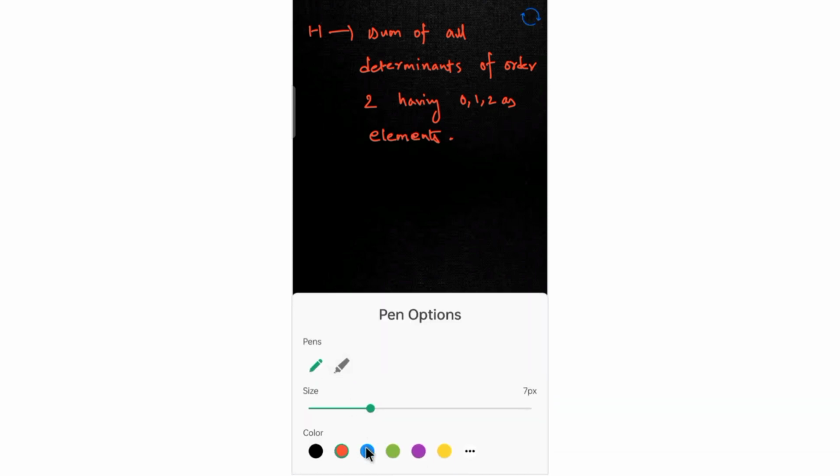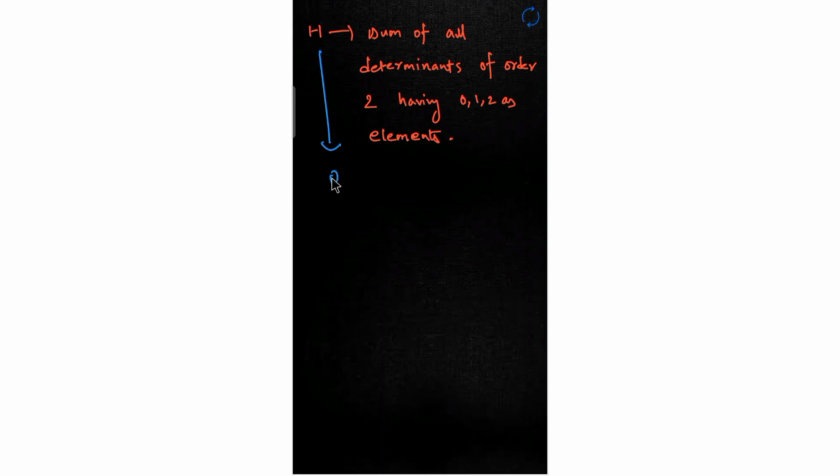Many people get confused about what the value of H can be. They make all the possible matrices with 0, 1, 2, find the determinant of each, and take all the time. But just think for a few seconds and you can see that the value of H will actually be equal to 0.